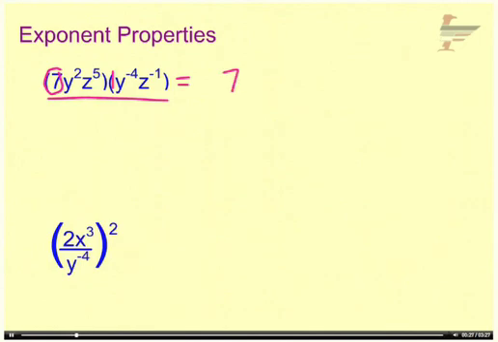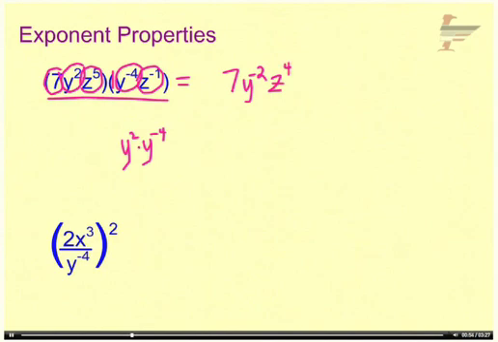Now we're looking at, alright, y squared times y to the negative 4th. Because we have two bases of y, that means that we're going to add our exponents. And 2 plus the negative 4 gives us y to the negative 2. And now we have z to the 5th times z to the negative 1. Add those exponents and we end up with z to the 4th power.